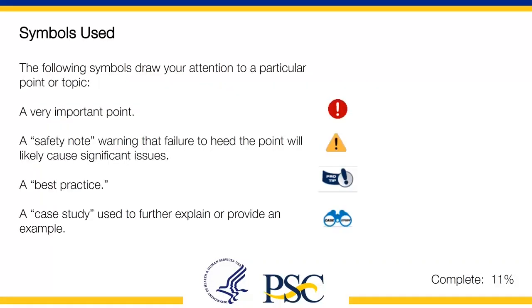The following symbols draw your attention to a particular point or topic. The red circle and exclamation point denotes a very important point. The yellow caution triangle denotes a safety note warning that failure to heed the point will likely cause significant issues. The blue exclamation point and banner denotes a best practice. And the blue binoculars denote a case study used to further explain or provide an example.